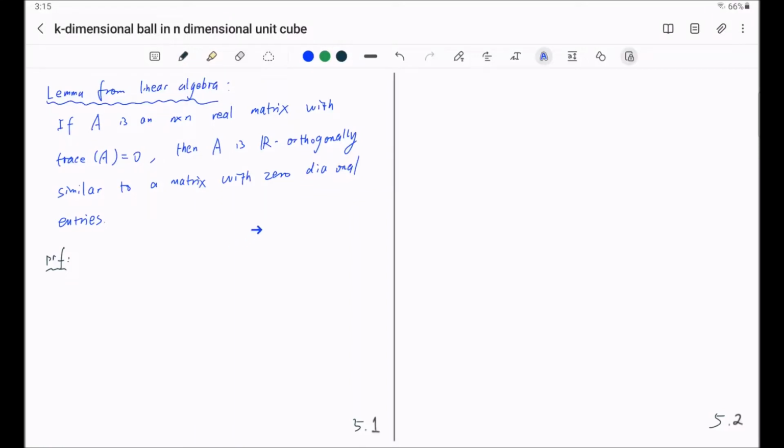Now it remains for us to prove this lemma from linear algebra. If A is an n by n real matrix with trace equal to 0, then A is R orthogonally similar to a matrix with 0 diagonal entries. To this end, we let A be a matrix with 0 trace. If its diagonal entries are all equal to 0, then we are done. This is what we want to prove.